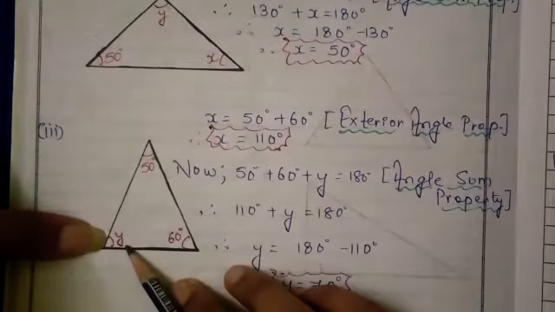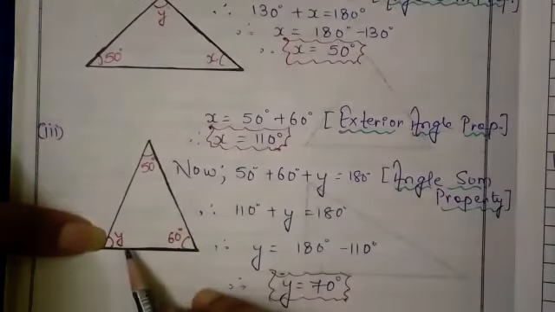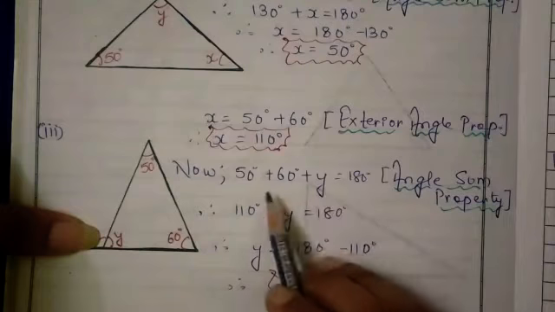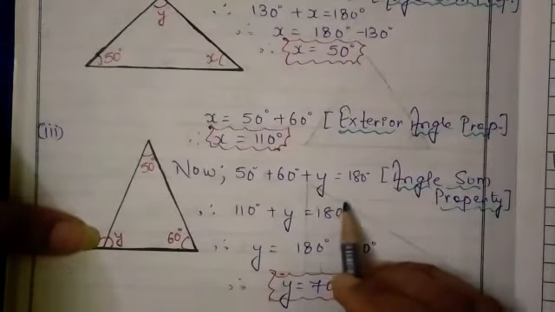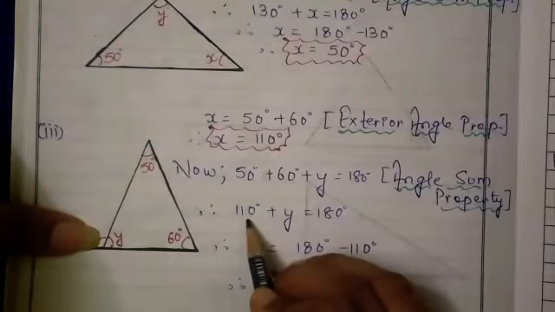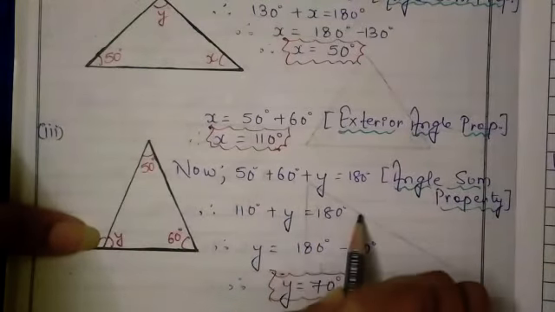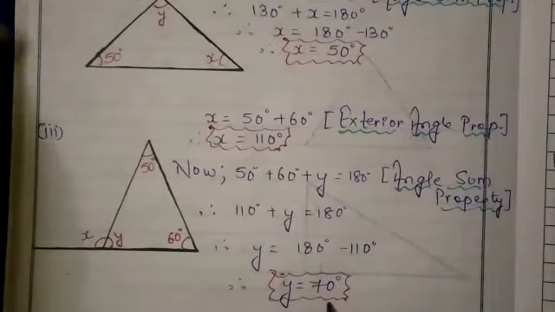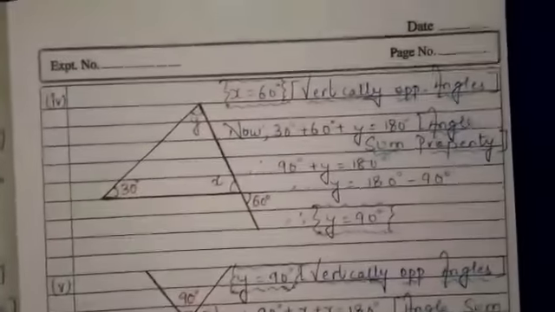Now in order to find the value of y, once again we have 2 angles, so very easily it can be found by using the angle sum property. Adding all the 3 angles will get 180. Now adding the numbers we get 110 plus y is equal to 180. On transposing 110 to the right hand side, it will become negative and we will obtain the value of y as 70 degrees. Done. Easy. Let's move on to the next question.